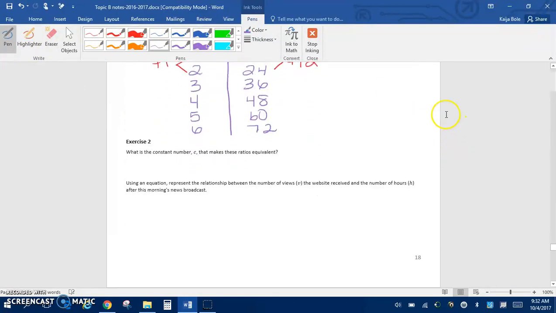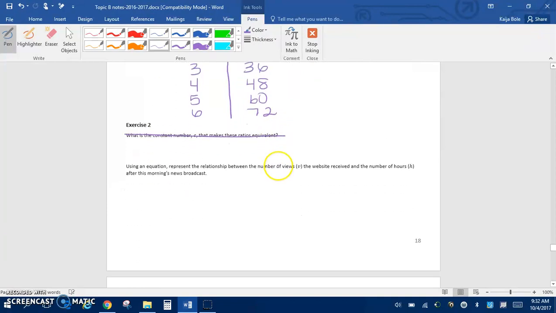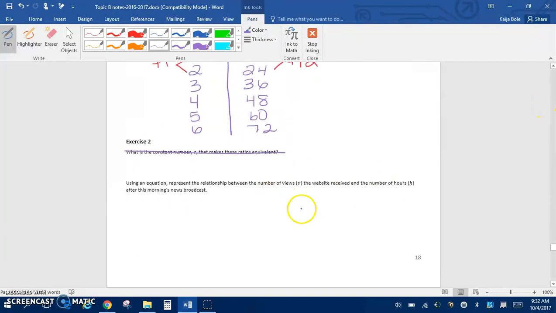Exercise 2, we are going to cross off this first part. Don't need it. Now it says, using an equation, represent the relationship between the number of views, V, the website received, and the number of hours, H, after this morning's news broadcast. So, we're going to go back to our table here. We have hours, and we have views. And we're still going to start off with our 1 and 12.